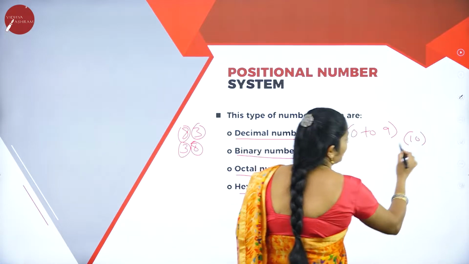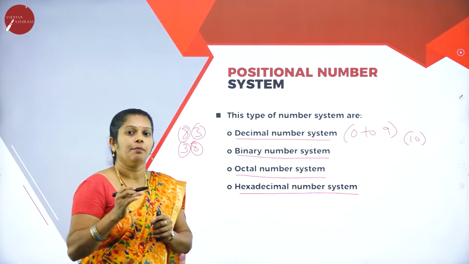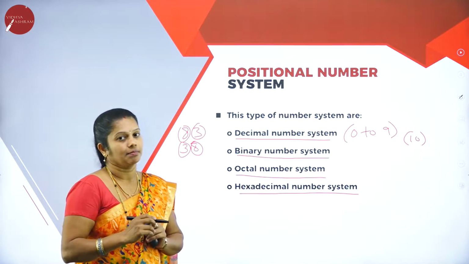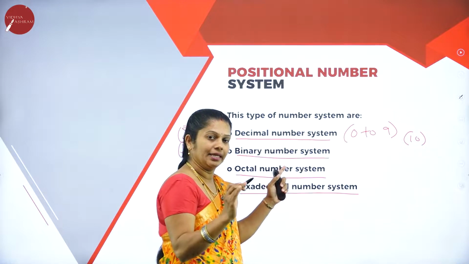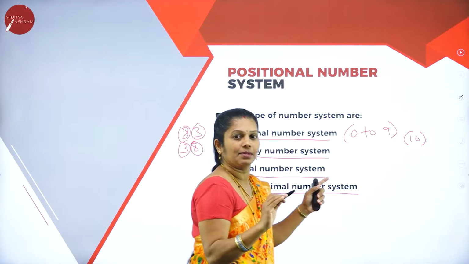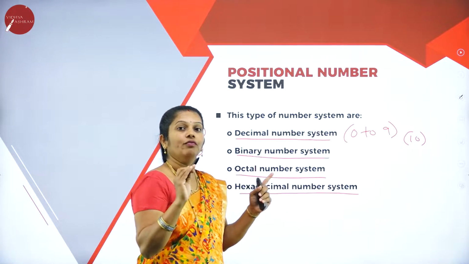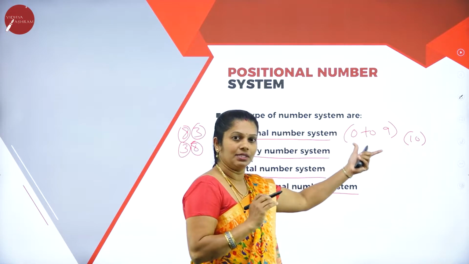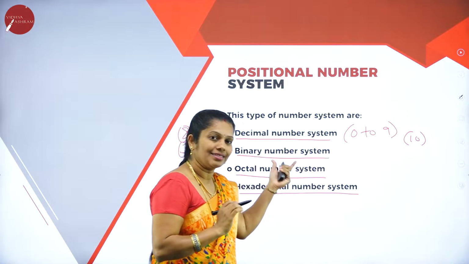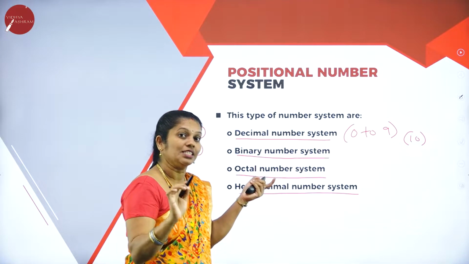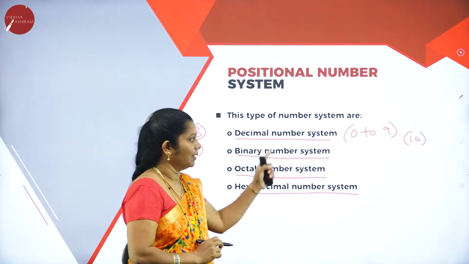It means that the radix represents the total number of digits present in that number system. Radix or base represents the total number of digits. In the decimal number system, the total number of digits present is 10.